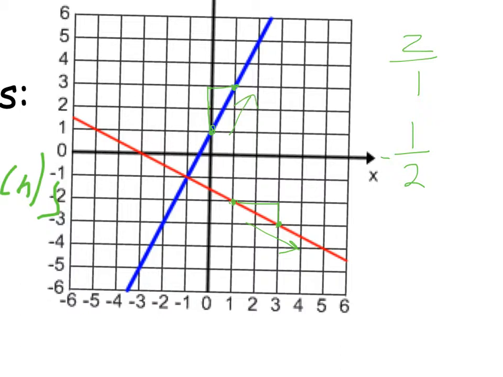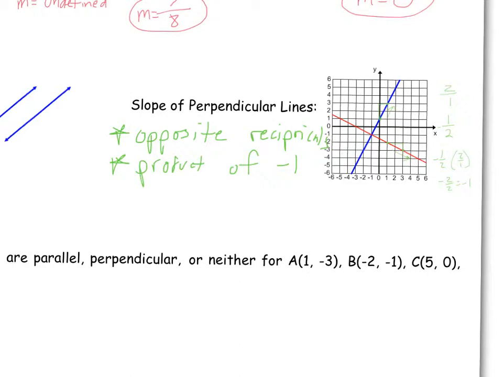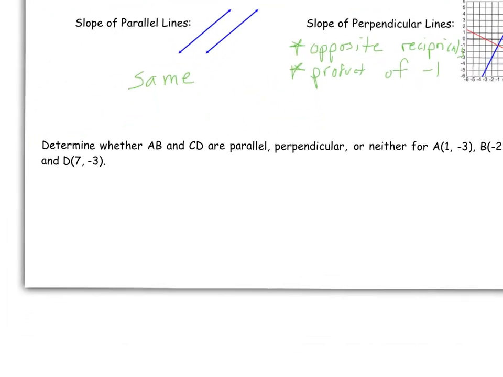You'll see that they are opposite reciprocals. They're reciprocals and they have opposite signs. When we multiply negative 1/2 times 2 over 1, we get negative 2 over 2, which is equal to negative 1. Okay? Alright, so let's look at this question.